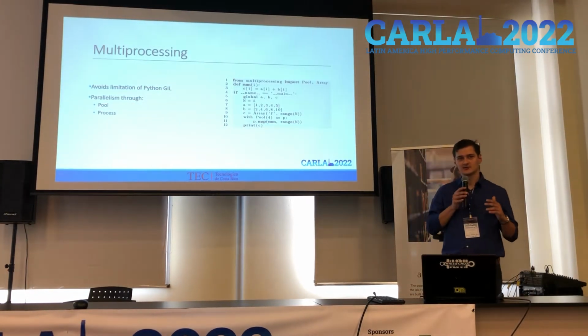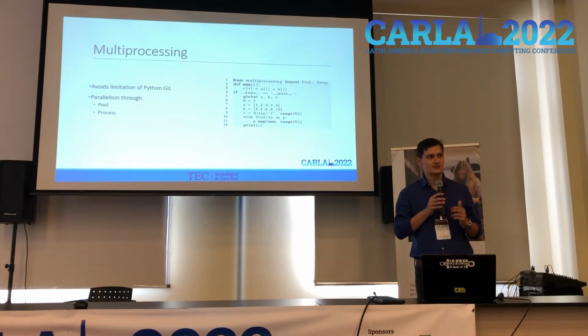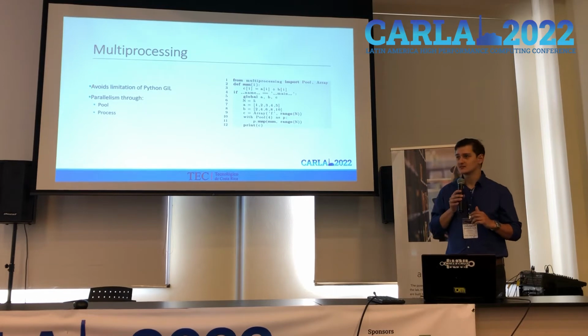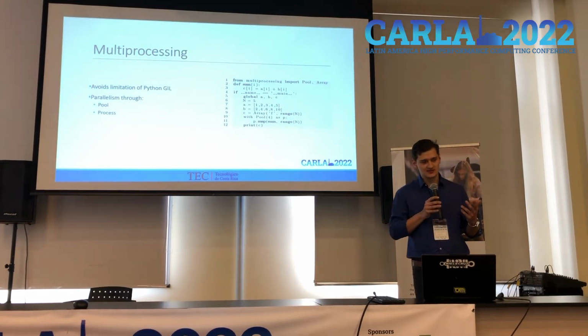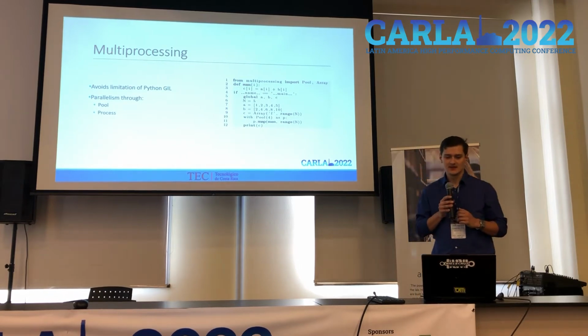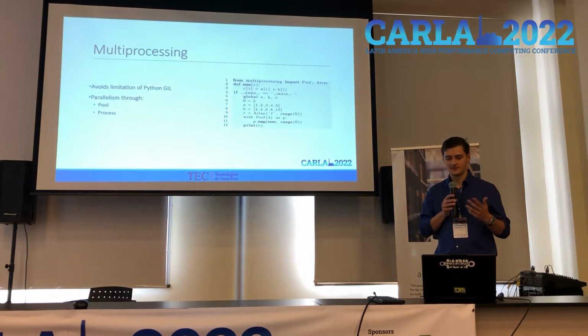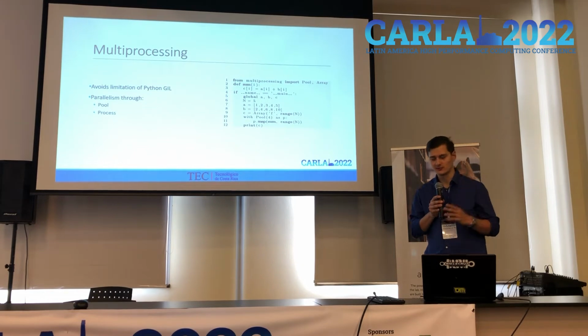Multiprocessing is a library that supports spawning processes with an API similar to the threading module. The multiprocessing library avoids the limitation of the Python global interpreter lock and uses subprocesses instead of threads. This is how it is possible to use multiple cores.